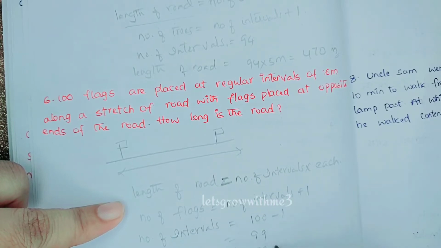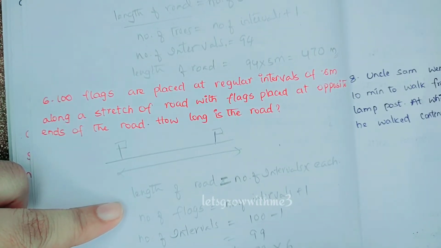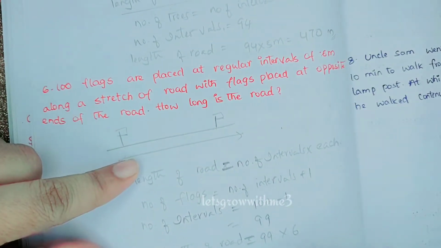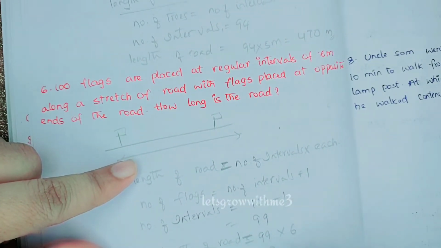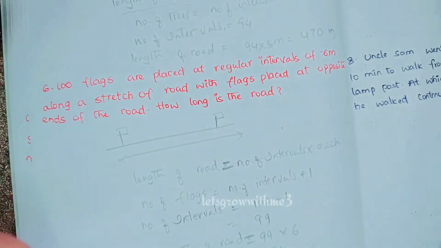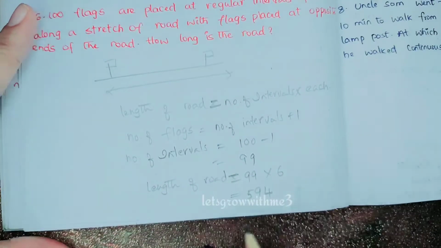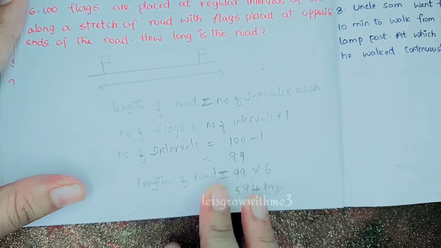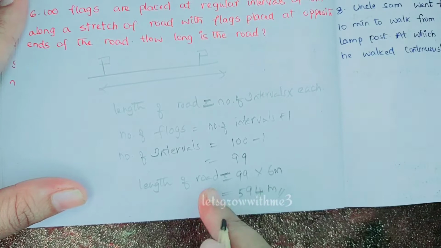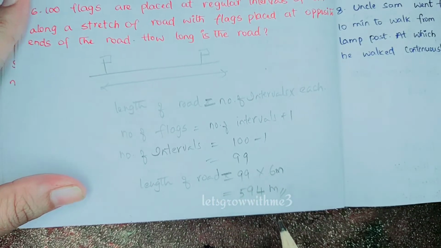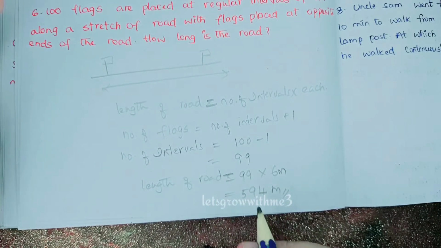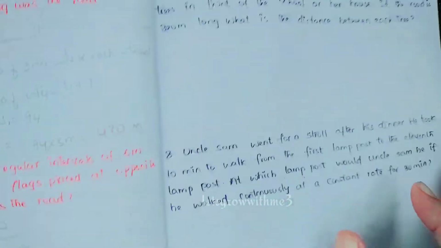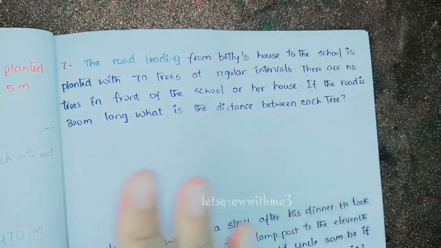So do multiplication. So you will get 594. Is it correct? 594 meters. Okay. So if you want, you can do your normal maths. So let's proceed to our next question. (594 meters). So next question.